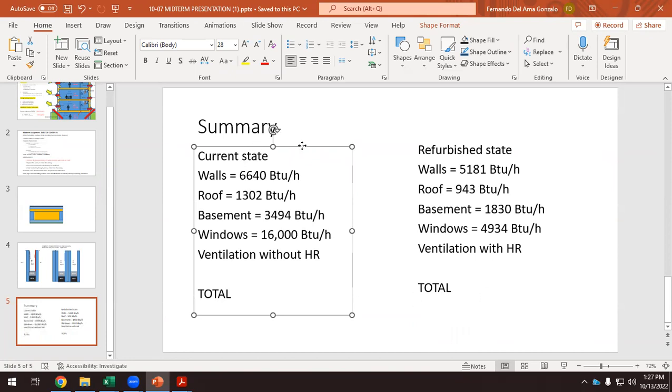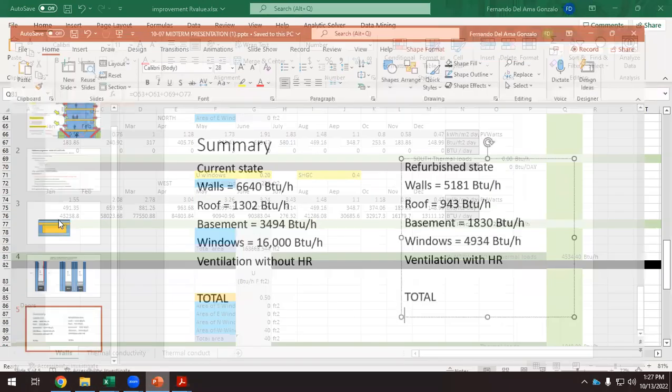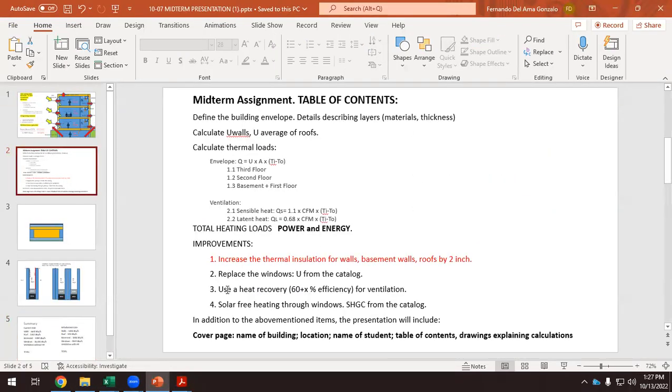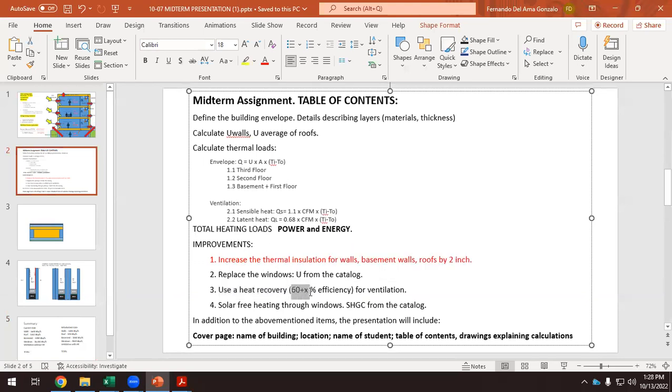Okay, so each student will have a different total, because you have to do this based on your... Oh, it's written here. Let's read the assignment. The heat recovery that you have to use is 60 plus X, so it depends, again, on your ID number. I told you that heat recovery efficiencies go from 60 to 70. In your case, it will go from 60 to 69.